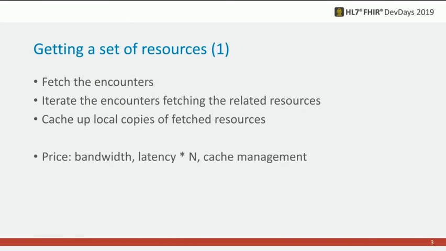In order to minimize the amount of work you do, you can fetch the encounters, iterate across them fetching all the related resources, and cache up a local copy so that you don't have to keep fetching the resources. You could be building a pretty big cache as you scan across a clinical record or set of clinical records. So the price is bandwidth and latency for each of the n resources you have to fetch, and you have to manage the cache.